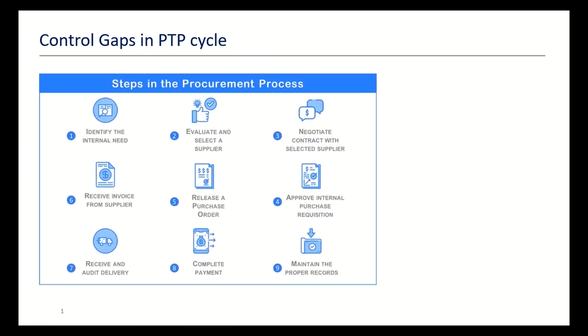All right. Now that we have seen the business scenario, let's break it down into the P2P, procurement to pay, lifecycle and see where there is a need for business controls. As you can see here, there are distinct steps in the P2P lifecycle, starting from internal need and identifying a vendor, evaluating the vendor, and negotiating a contract with them, finalizing one vendor after the evaluation. Once you have the vendor finalized, you internally raise a purchase requisition and then convert that into a PO, or sometimes you can raise a PO directly.